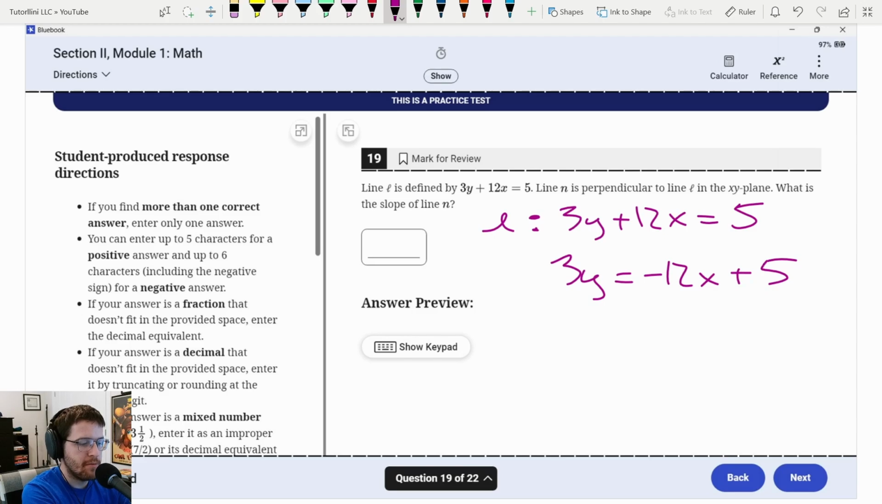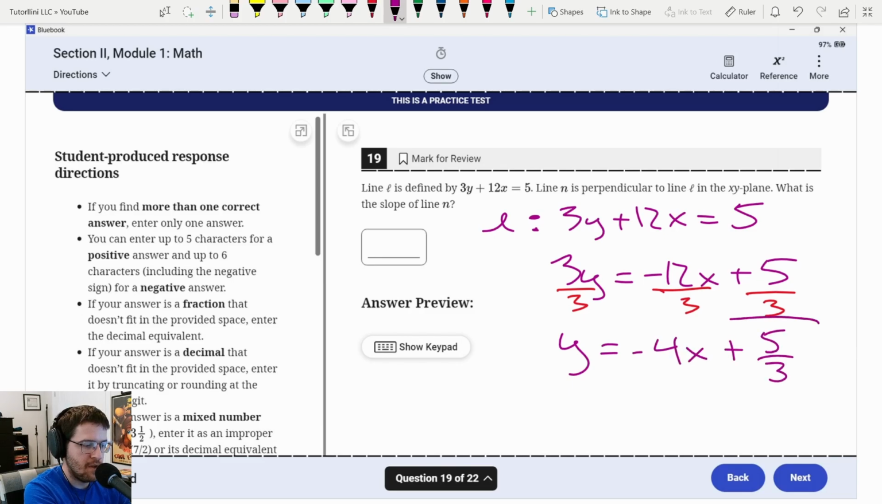And now to move to 3, we're going to divide both sides by 3. We can just divide every single term by 3. And we get y equals negative 4x plus 5/3. That's the equation for line L.